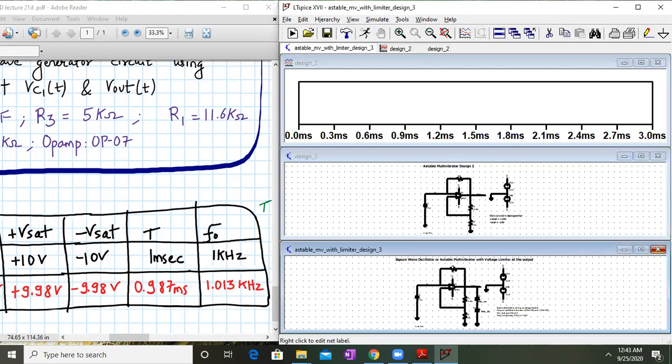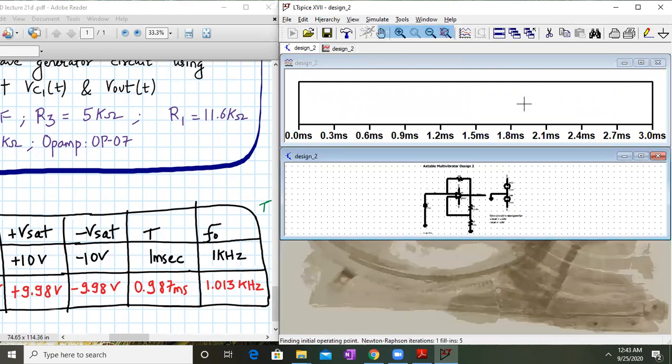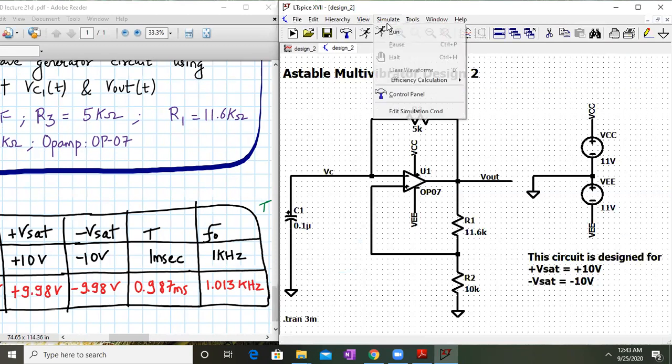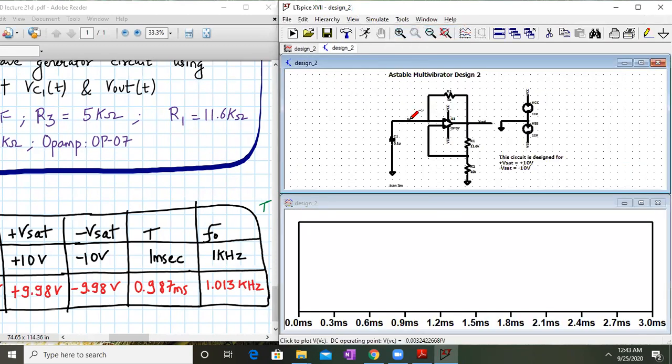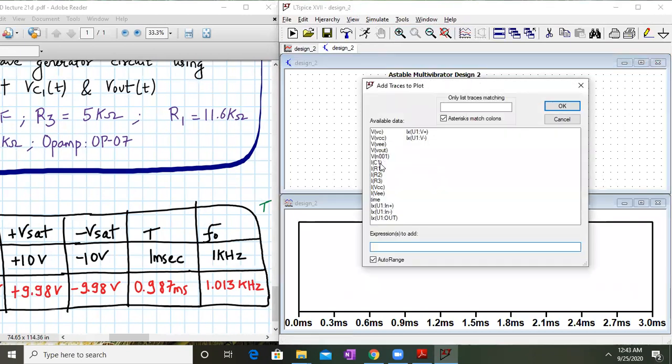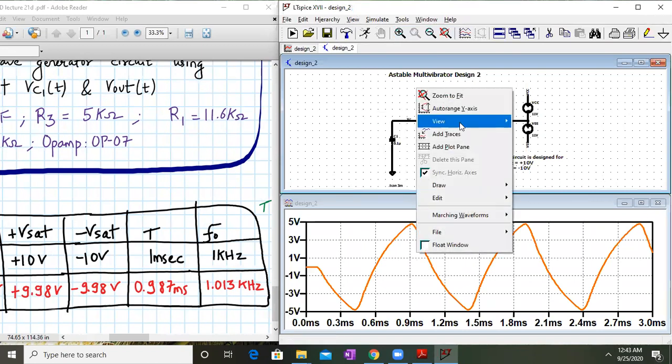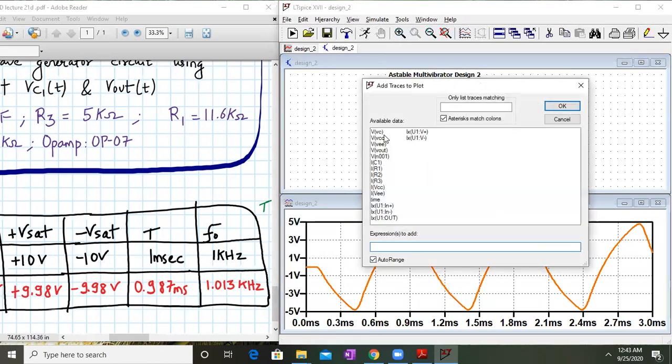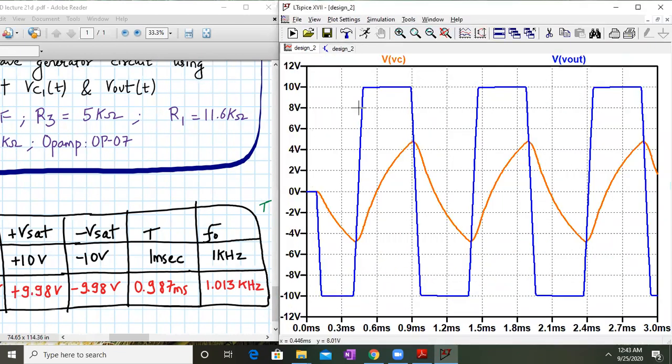Okay, let me close this. Let me run it again. Okay, so here I will plot the voltage across the capacitor, that is VC, and I'll also plot the output voltage. So here is my circuit.